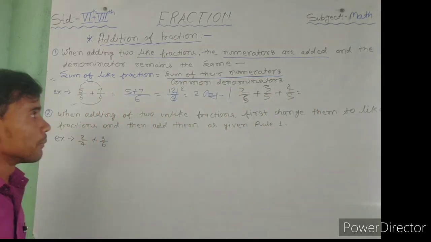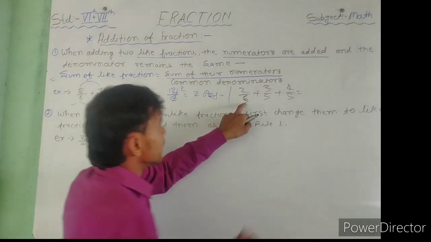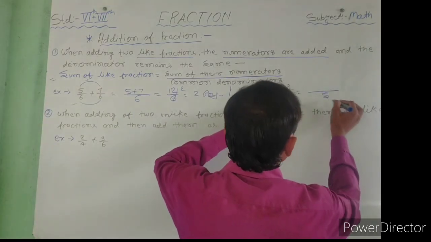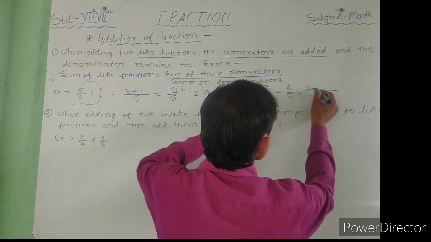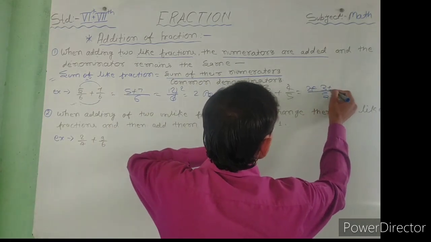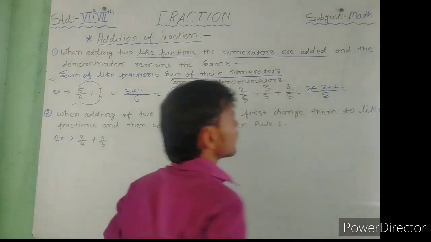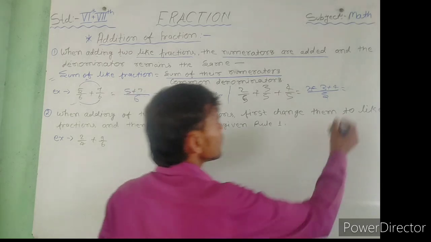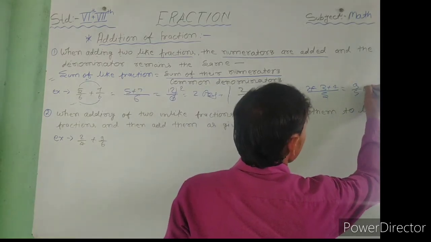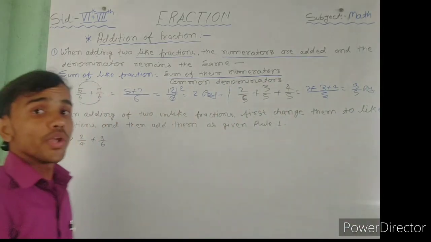Okay, another example. Common denominator means the denominator here is 5. Is that clear? And add the sum of all numerators: 2 plus 3 plus 4. 2, 3 is 5, 5 and 4 is 9. 9 by 5 is your answer.